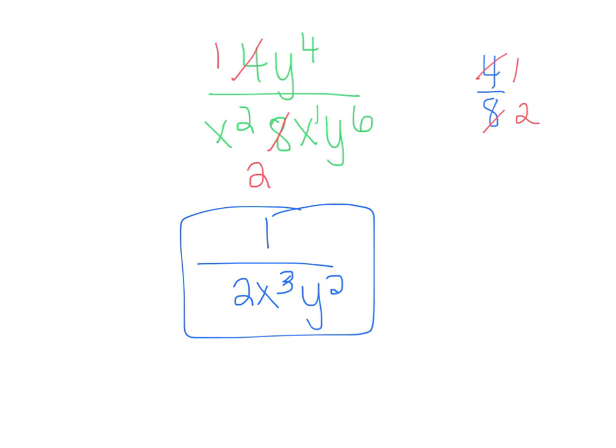You also could have applied your subtraction rule, which says because the y's are dividing each other, then you can subtract their exponents. And so then y to the 4 minus 6 would be y to the negative 2, but the fact that its exponent is negative means it ends up in the bottom.